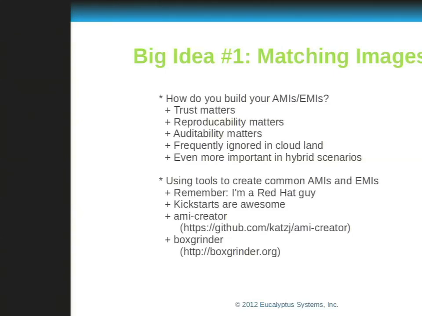So the great thing about AMI Creator is you feed it in a Kickstart, and it spits out an Amazon machine image at the other end, and it can also be tweaked to spit out an EMI, which is a Eucalyptus machine image. AMI Creator is the tool that we are leaning to now for the production of our own images, largely because we happen to know that Karanbir Singh, who runs the CentOS project, also uses AMI Creator to build CentOS AMIs.